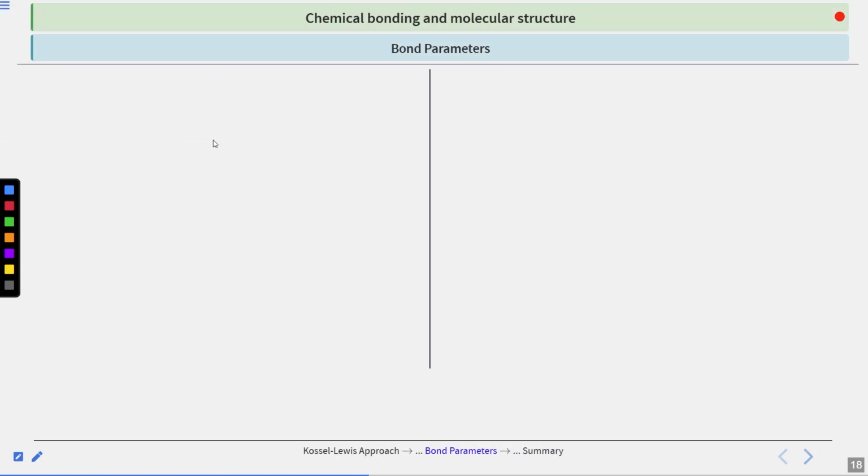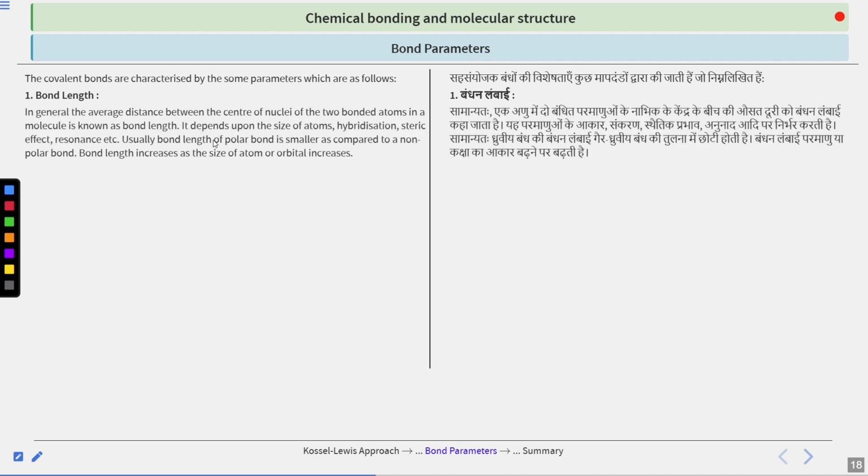Next are the bond parameters, which help us to define the whole molecule. First is bond length. It is basically the distance between the nuclei of the two atoms, and it depends upon the size of the atom, hybridization, steric effect, resonance, etc. As the size of the atom or orbital increases, the bond length increases, and the stability of the bond decreases because they are inversely proportional.